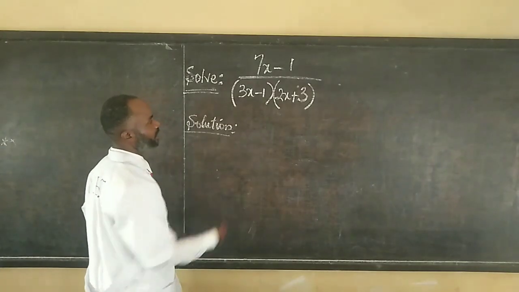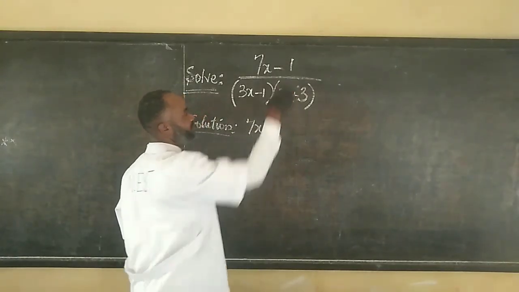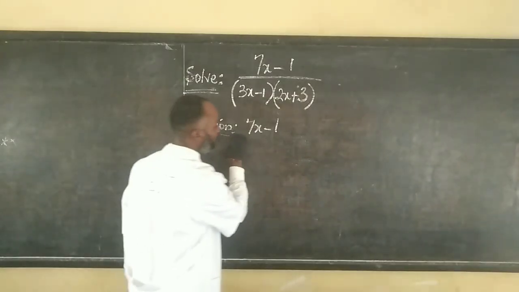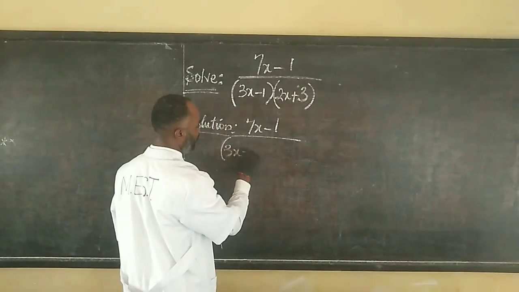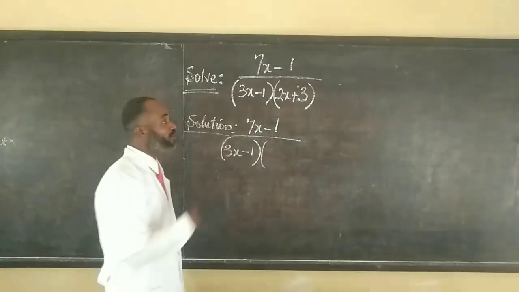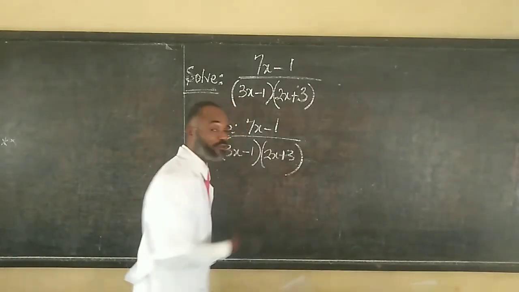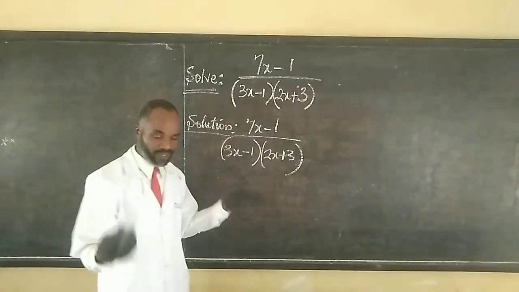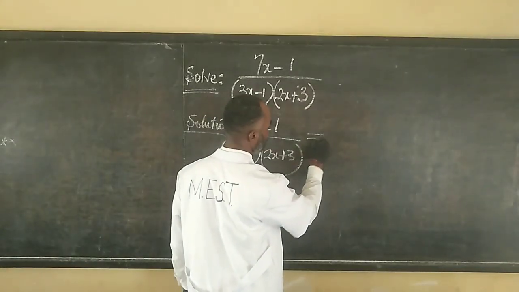We need to do something here. 7x minus 1, that is this, okay? All over bracket open 3x minus 1 bracket close, bracket open 2x plus 3 bracket close. How do we fractionalize this partially? Very simple. We need to use terms that will make sense to us.